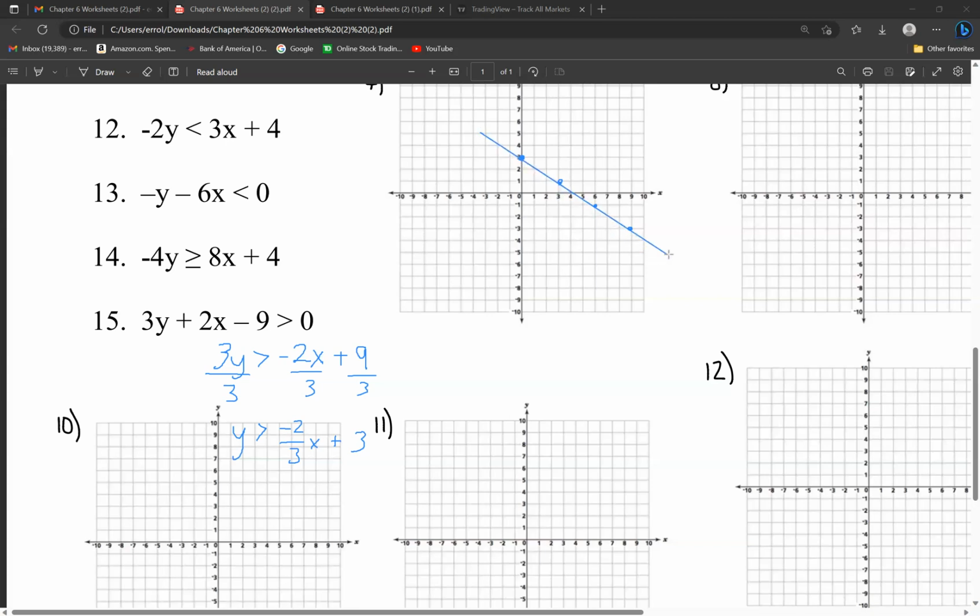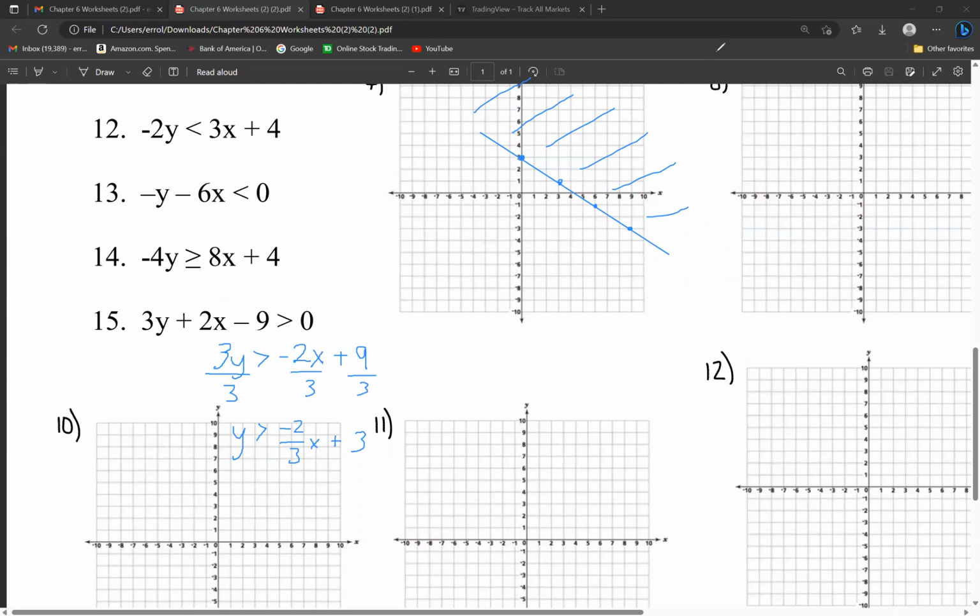Above that line or below that line? Above. Okay, including that line or excluding that line? Excluding the line. All this stuff right here. Okay, copy that down. Take a picture. Okay. All right.